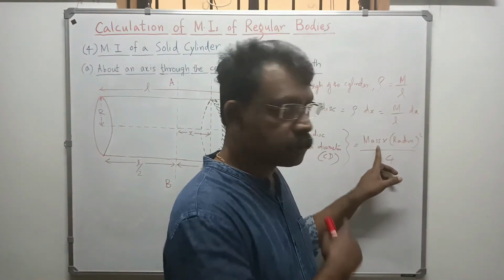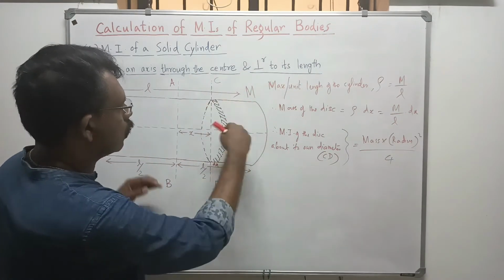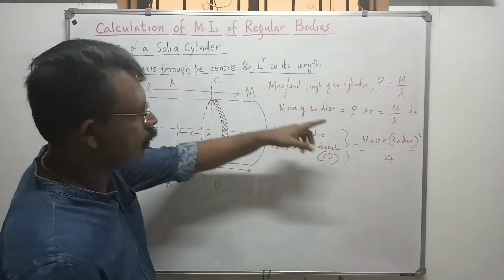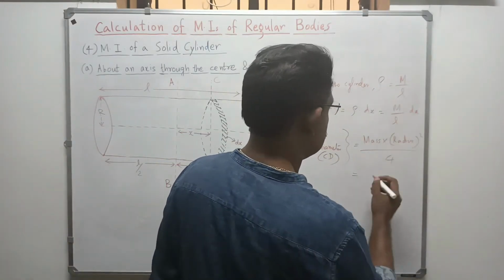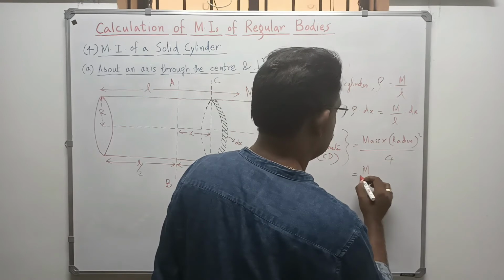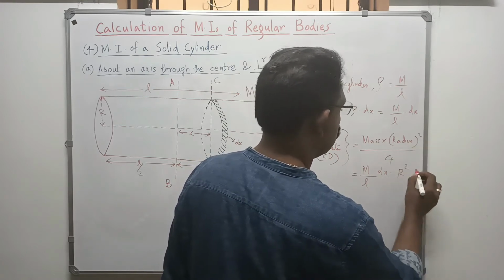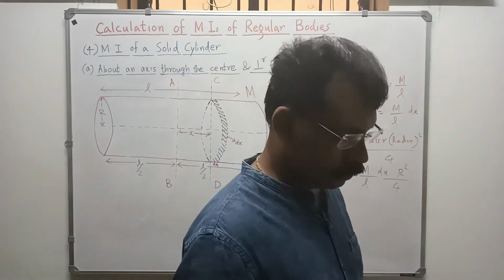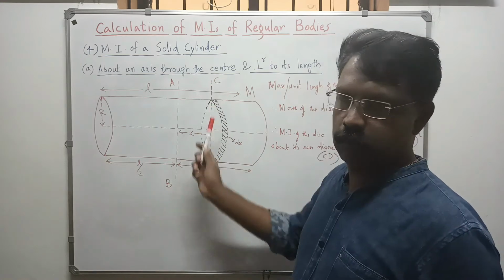What is the mass of this disk? The mass of the disk is this one. The radius is the same as the radius of the solid cylinder, and that divided by 4. So this will give you m by L dx into r squared divided by 4. So that is the moment of inertia of this disk about this axis.